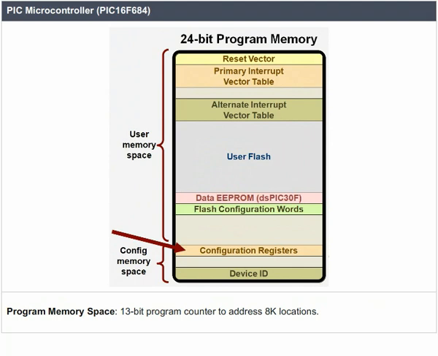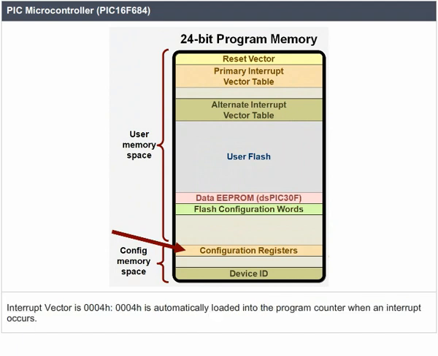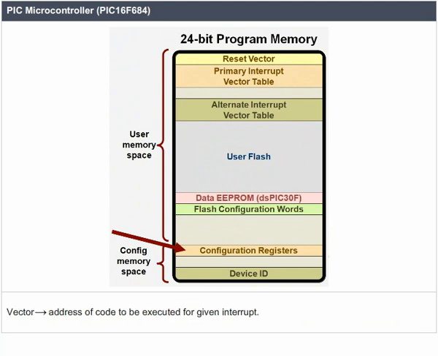Program memory space. 13-bit program counter to address 8K locations. Each location is 14 bits wide. Instructions are 14 bits long. Reset vector is 0000H. When the CPU is reset, its PC is automatically cleared to 0. Interrupt vector is 0004H. 0004H is automatically loaded into the program counter when an interrupt occurs. Vector: address of code to be executed for a given interrupt.